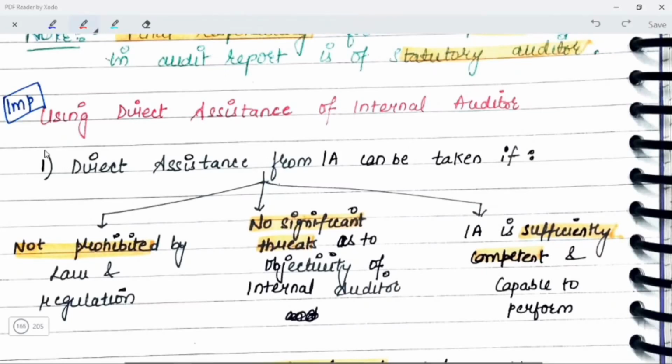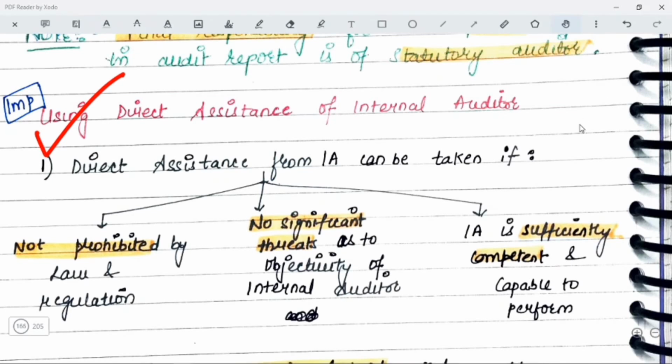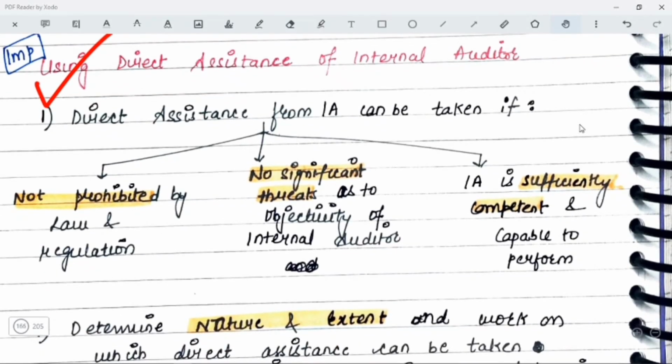Now, in the first point we talked about using the work of internal auditor, but now we are going to talk about taking the direct assistance of the internal auditor. Now in this case you are not using the work which was earlier performed by him, but you are taking the direct assistance from him. Okay, there is a difference between the two. So now let's talk about using the direct assistance of internal auditor.